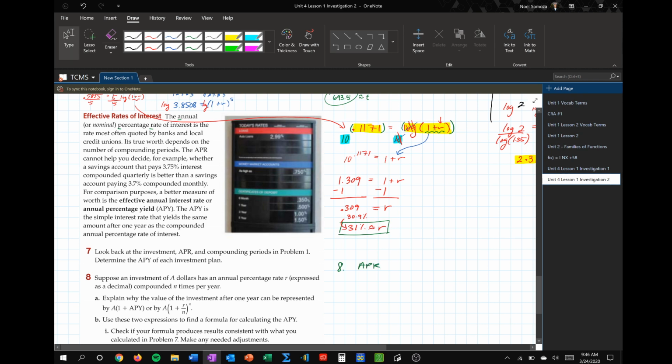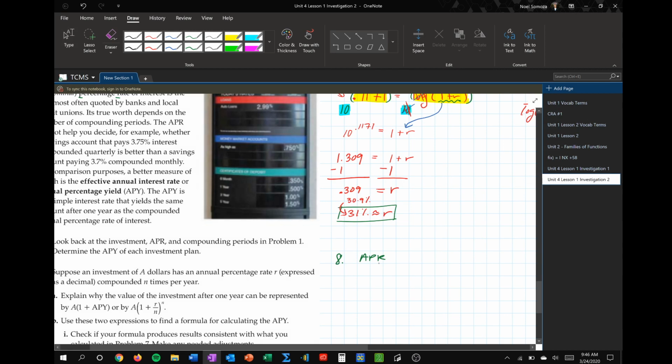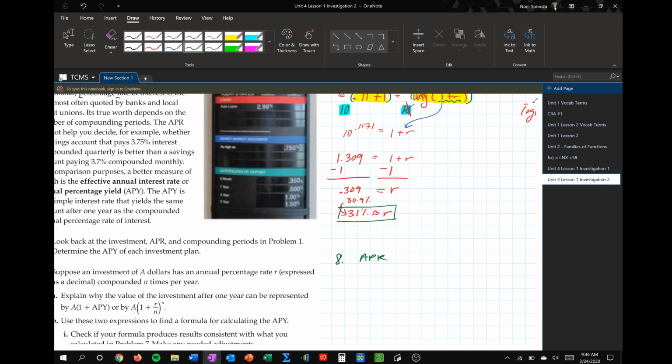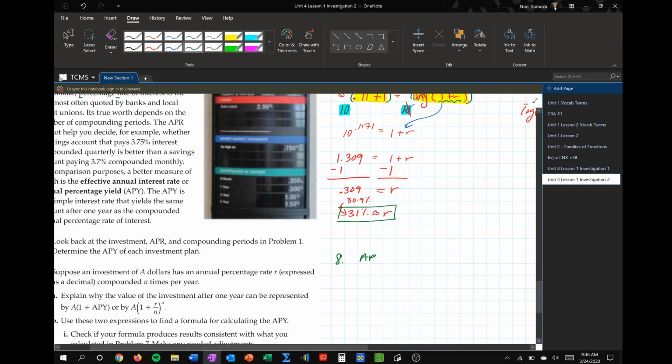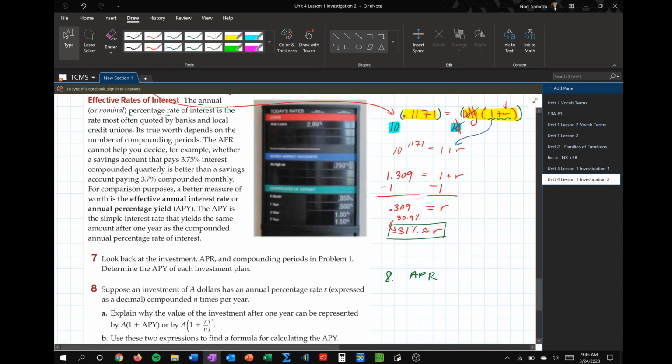on commercials, especially. They're talking about a car, and they're telling you what rate they're going to charge you for a loan for your car. Okay, so its true worth depends on the number of compounding periods.